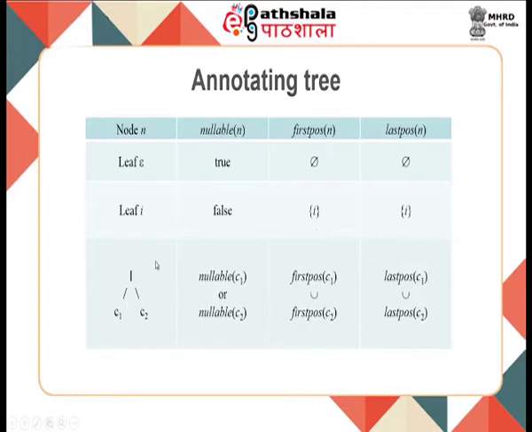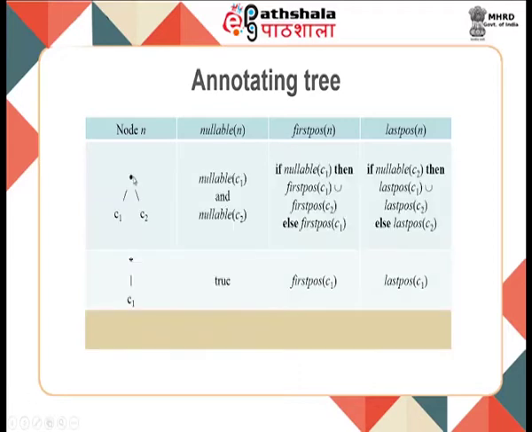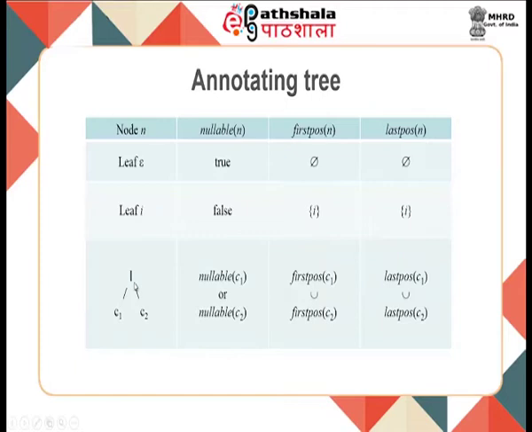Now, this is for the leaf node. Now, we look at the interior node. Now, I have an OR operator node here. I have rules for the dot operator and the star operator also. So, for the OR operator, it will have two children maximum, okay, C1 and C2.